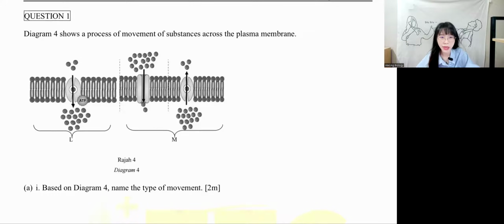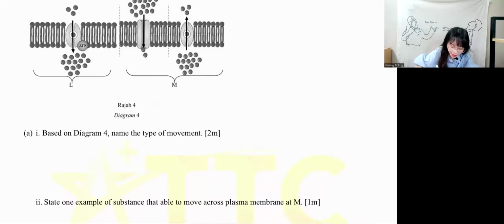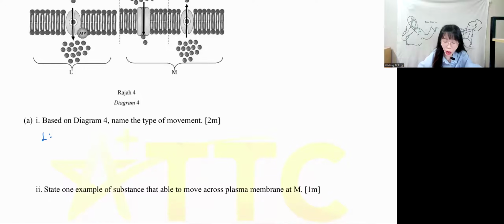Okay, diagram 4 shows the process of movement of substances across plasma membrane. We're going to start with the first question, yeah? Based on diagram 4, name the type of movement. So if you look at L, there is ATP. Whenever you see ATP, it has to be what transport? Correct, it has to be active transport.